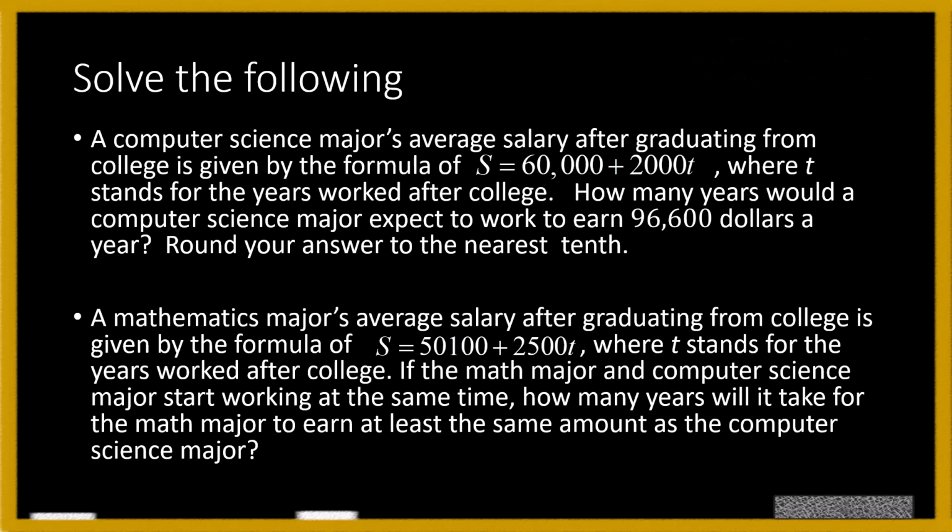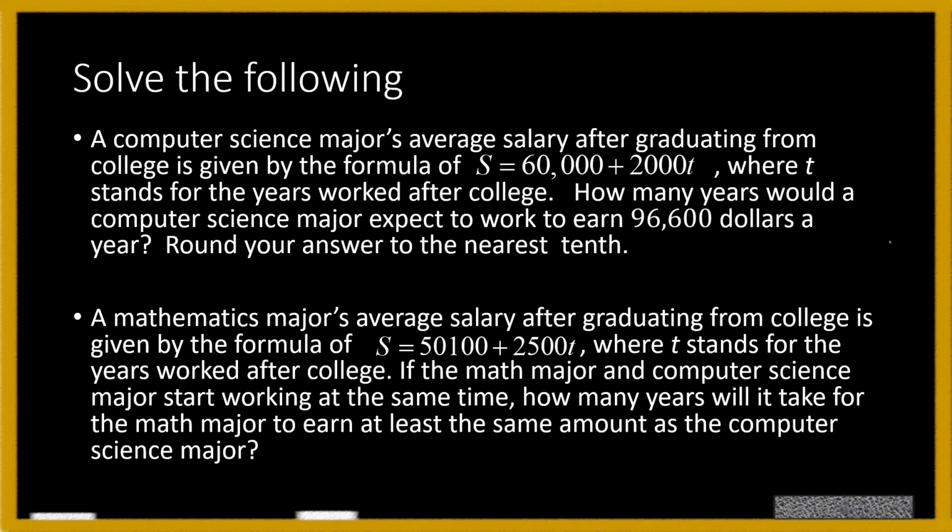Let's take a look at this two-part question that utilizes inequalities. A computer science major's average salary after graduating from college is given by the formula of S equals 60,000 plus 2,000T, where T stands for the years worked after college. How many years would a computer science major expect to work to earn $96,600 a year? Round to the nearest tenth.